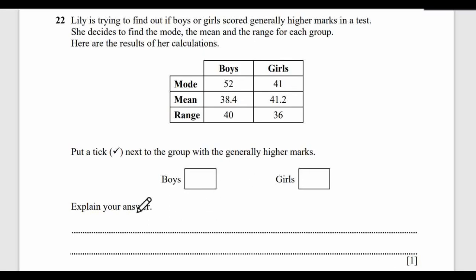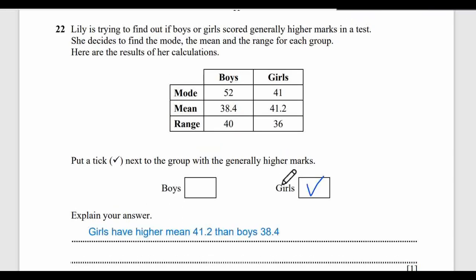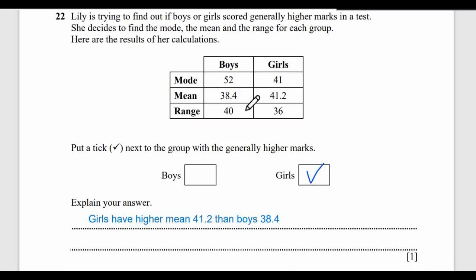10, 9, 8, 7, 4, 3, 2, 1. Right, let's check out the answers. So the answer is girls. The reason is girls have a higher mean, 41.2, than boys, which is 38.4. Right, that will be our answer.